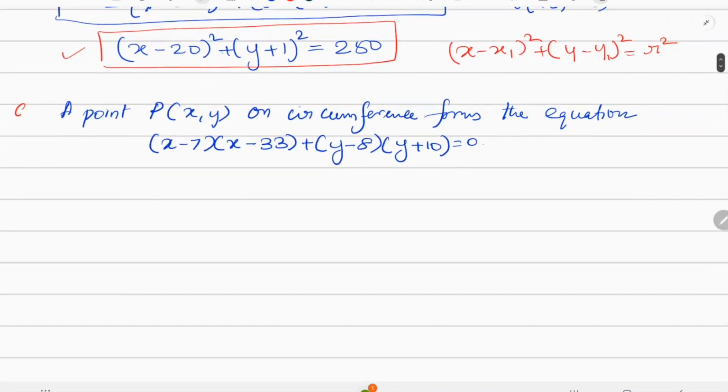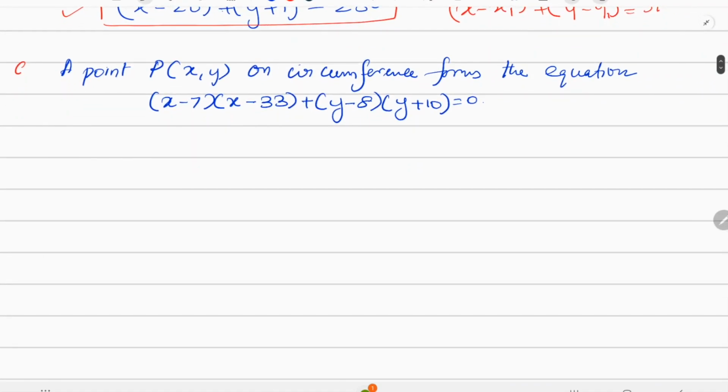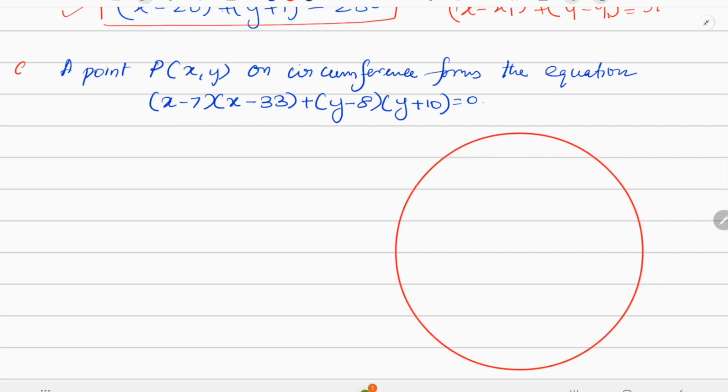Here, what the third one states is that I have a circle, and a point P on this circumference. The coordinate is x comma y, on the circle. So already we know that a point P on the circle is there, and already we have the circle equation.